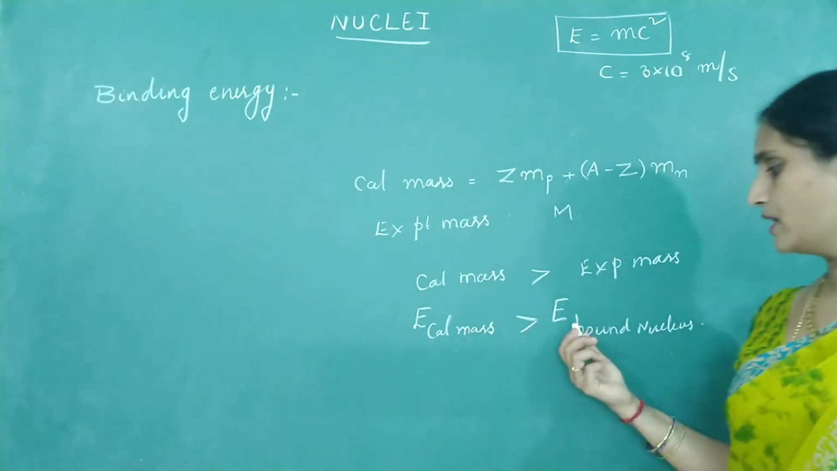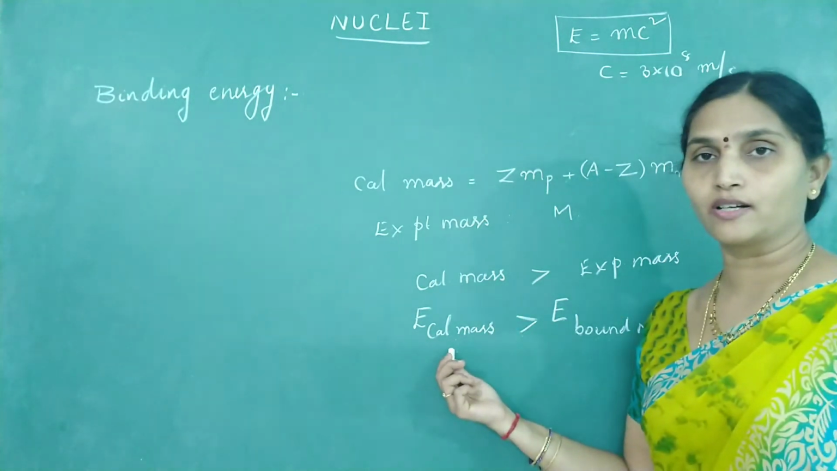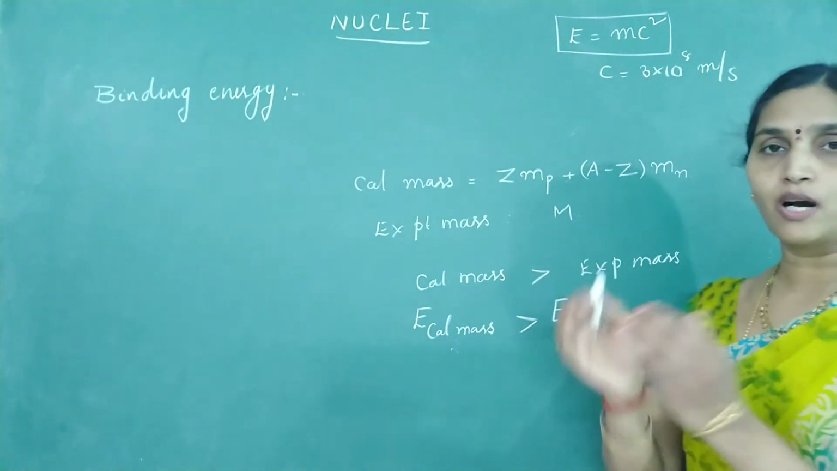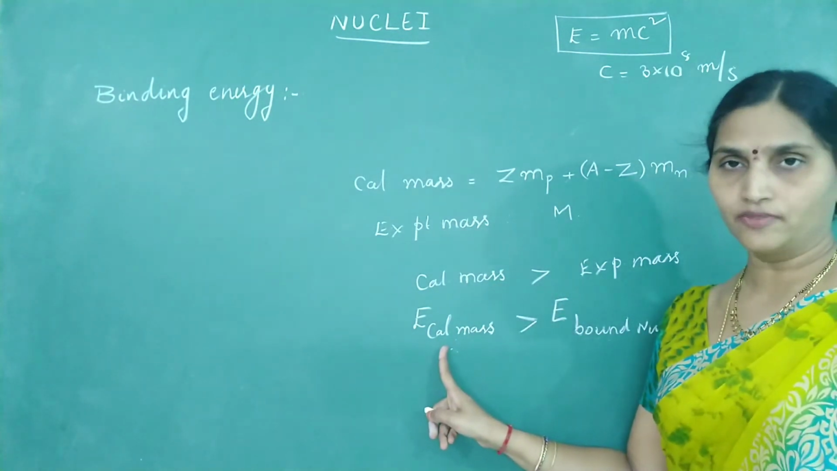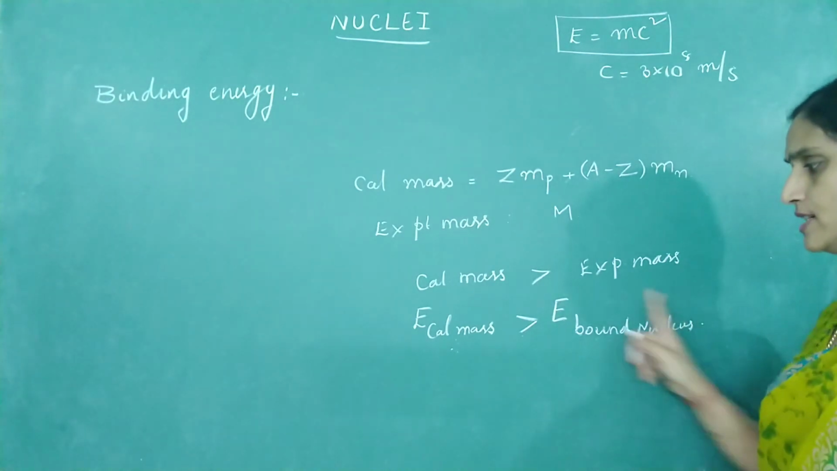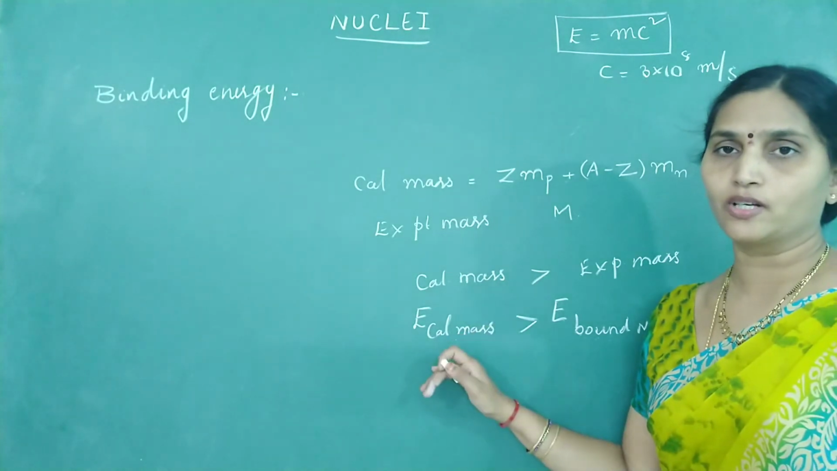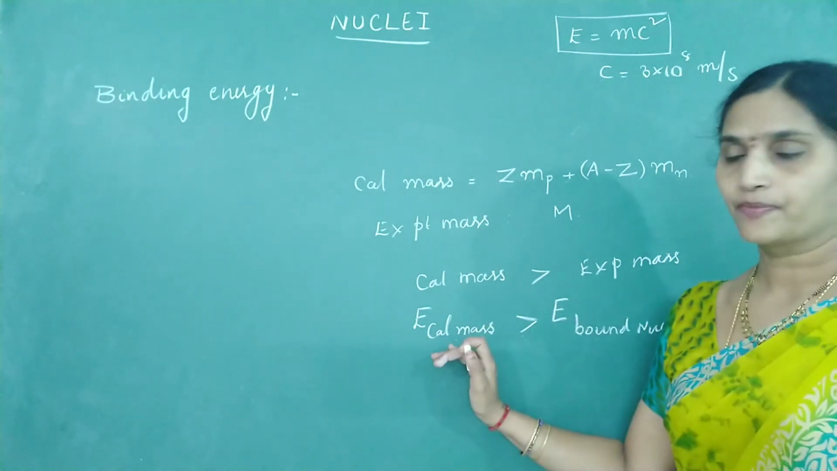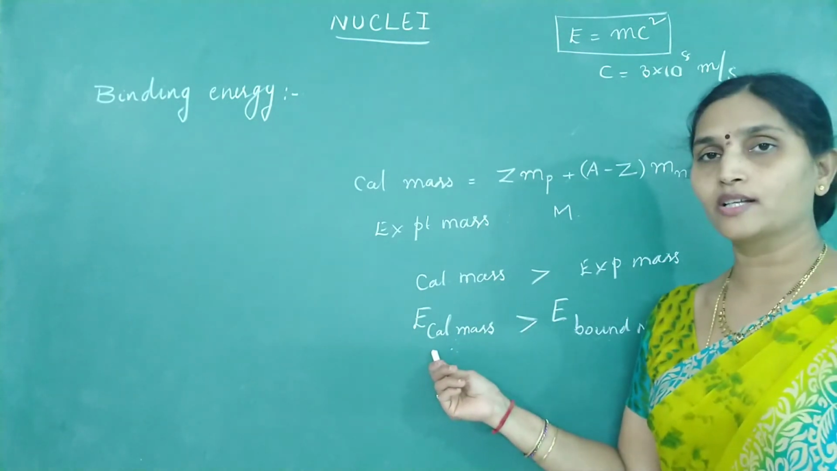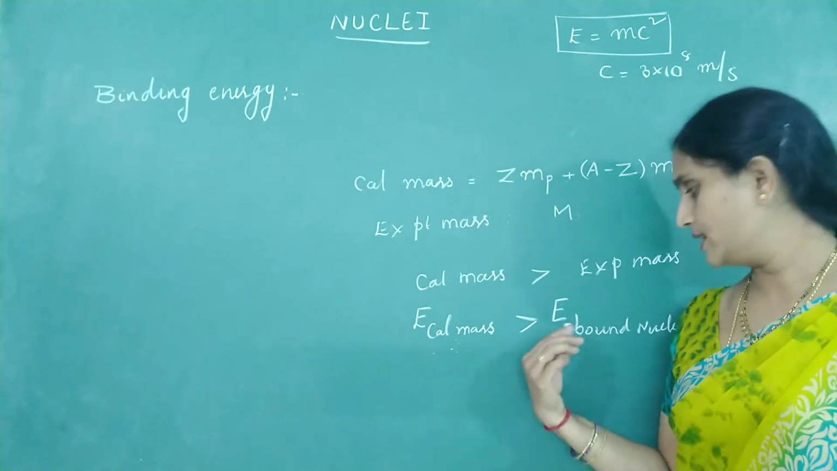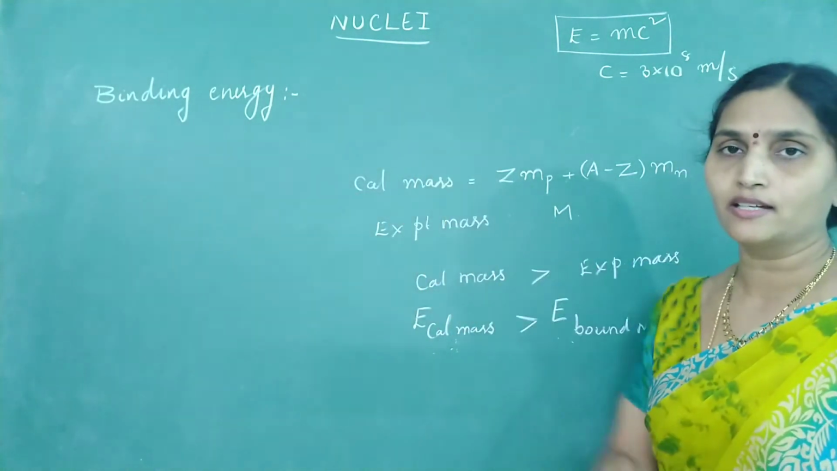Therefore, if you want to separate a bound nucleus into its constituent nucleons, we need to supply some amount of energy. Just now I told you this energy is less. If you supply some energy, you can split the nucleus into its constituent nucleons. So this energy required to split or separate a bound nucleus into individual nucleons is nothing but called binding energy.